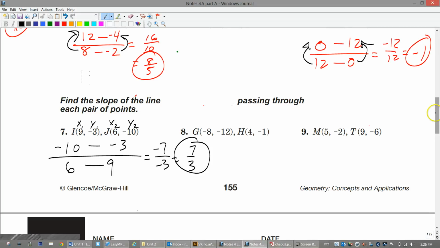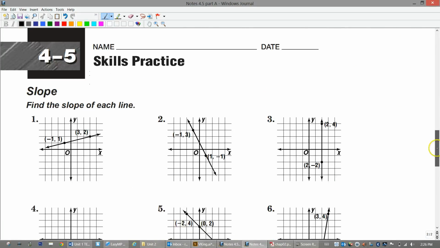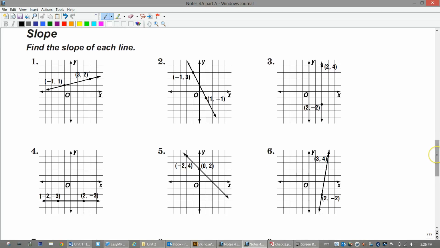Let's go to the back. This is just talking about slope right now. It's kind of a visual way to do it. What I want you to do is take a look at this and try to do the first 4 right now.